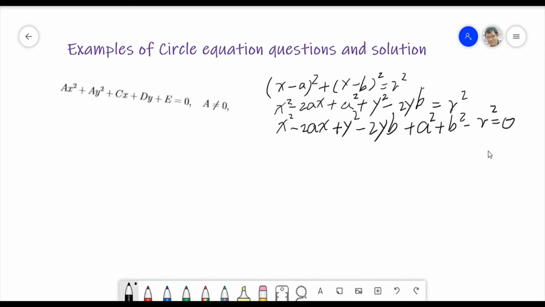So let me make it simple so you understand here. We made A equals 1, and then C equals negative 2a, right? And what's D? D equals negative 2b, right? And how about E? E equals a squared plus b squared minus r squared, right?